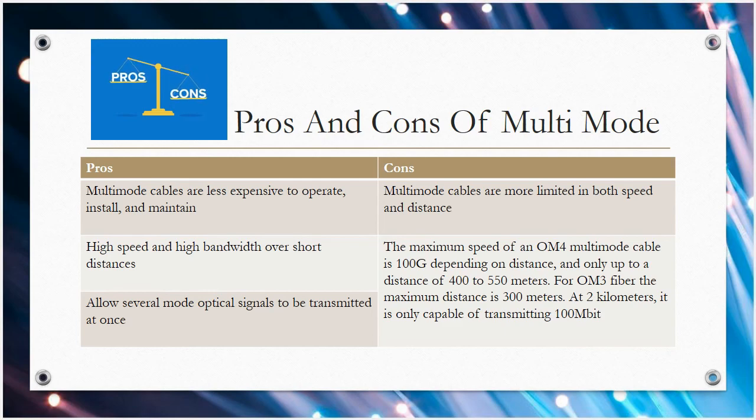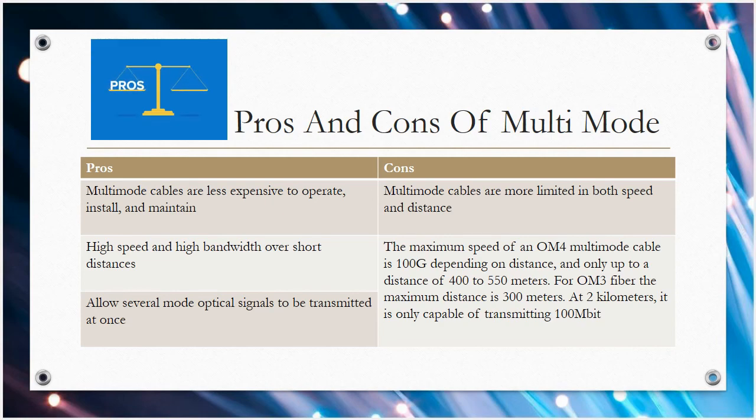There are pros and cons of the multi-mode. Where the pros is: Number 1, multi-mode cables are less expensive to operate, install, and maintain. Number 2, high speed and high bandwidth over short distances. Number 3, allow several mode optical signals to be transmitted at once.